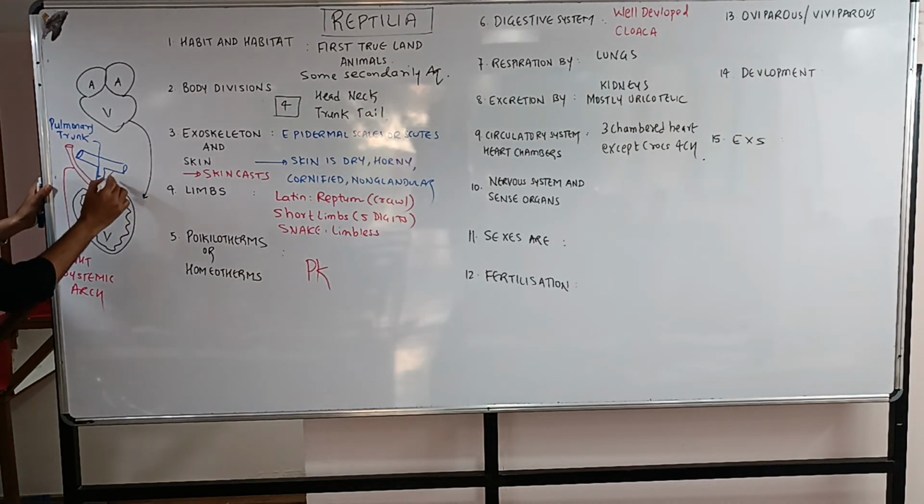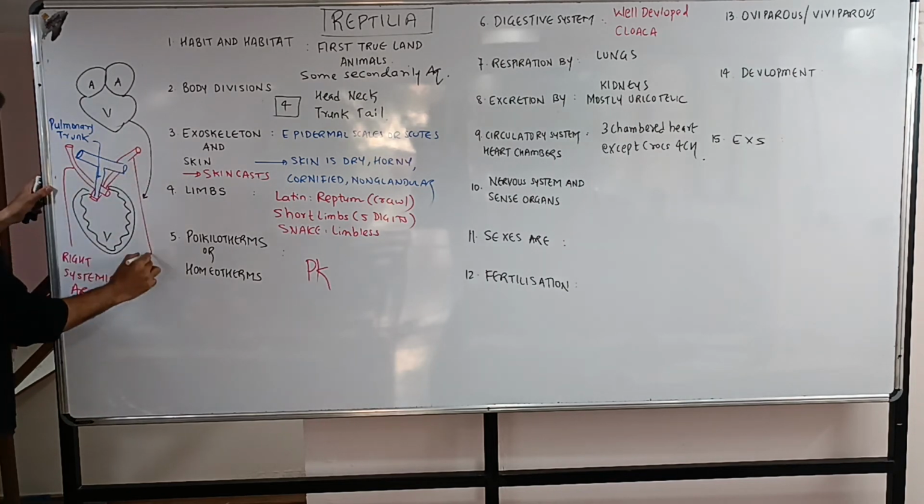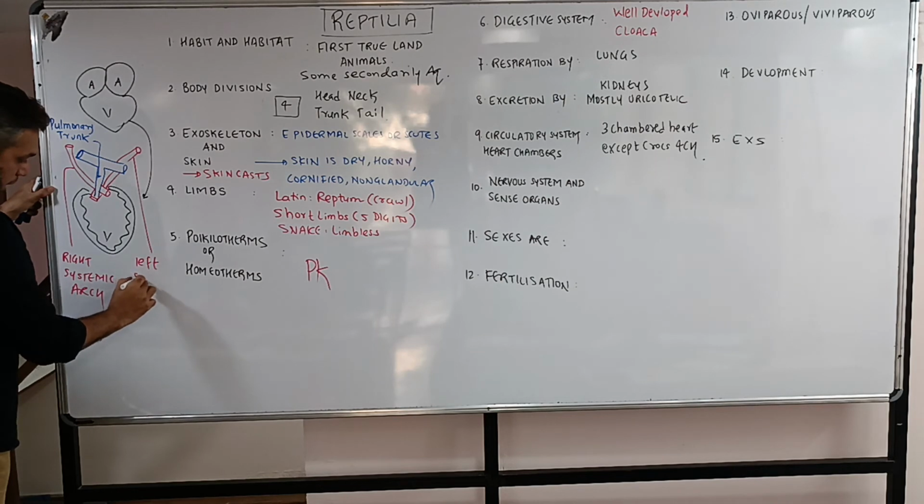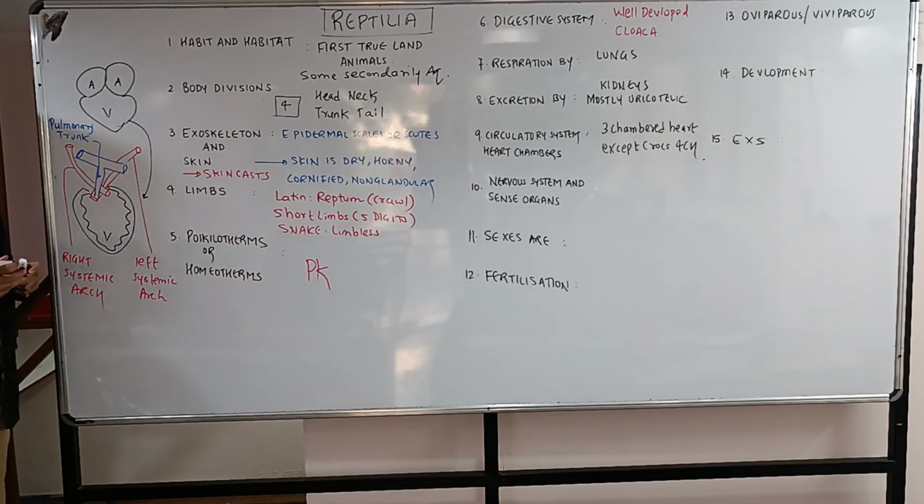Do you see this? Yes or no? This is called the left systemic arch. So how many arches are there? 2. What are the 2 arches? Right systemic arch and left systemic arch. They will carry blood towards the reptilia's body. As I go further now, I'll show you how this changes in aves and mammalia.